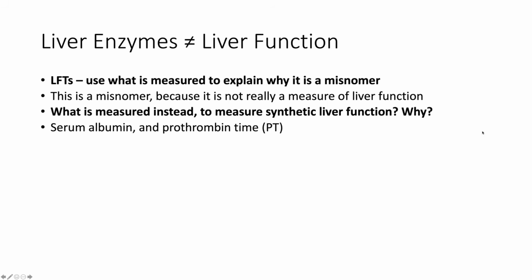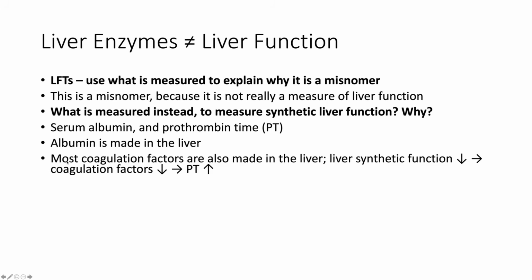So albumin is made in the liver, and most coagulation factors are also made in the liver. So if you have low synthetic function, your coagulation factors are going to go down, and so your PT is going to be elevated. These are the ones that we actually use.